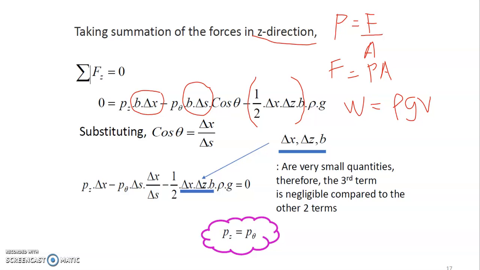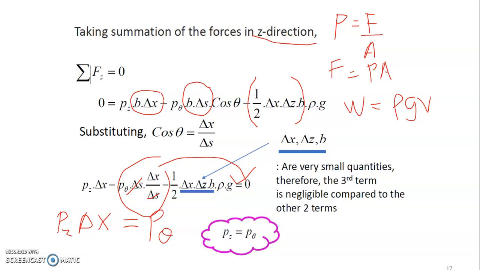This is trigonometry. Cos is adjacent over hypotenuse. Substituting into the formula, we can cancel the delta x. And then we get Pz delta x equals, we bring this to the right, P naught delta x. So we can cancel delta x, and we get Pz equals P naught.